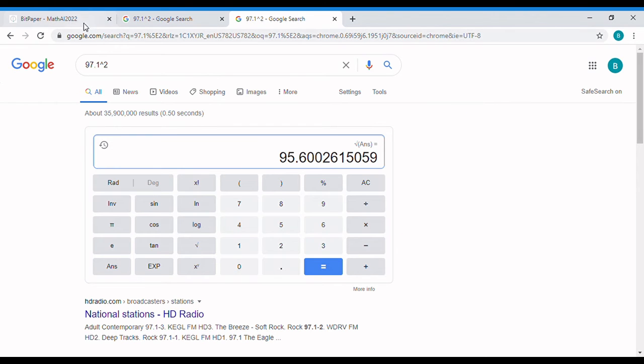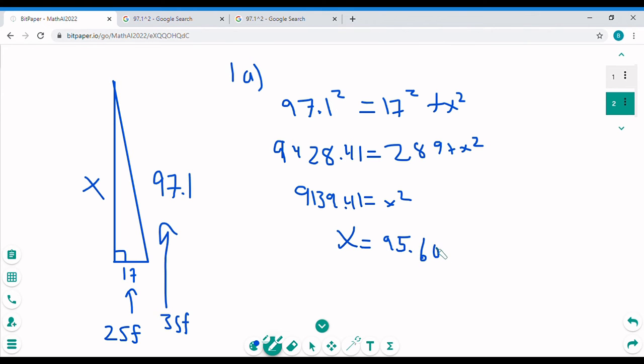So just checking that again, 95.6002... Okay, so this actually has quite a bit of information. The book has this to 4 decimal places. So if we want to do 4 decimal places, the next number would have been 5. So to round this to 4 decimal places, we would cut this off here and then round up. And we round up because you always round up 5s. This is 95.6003.